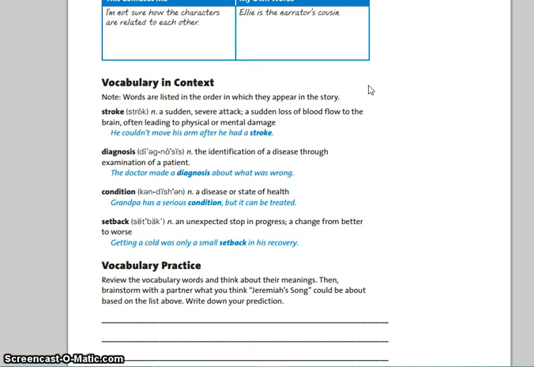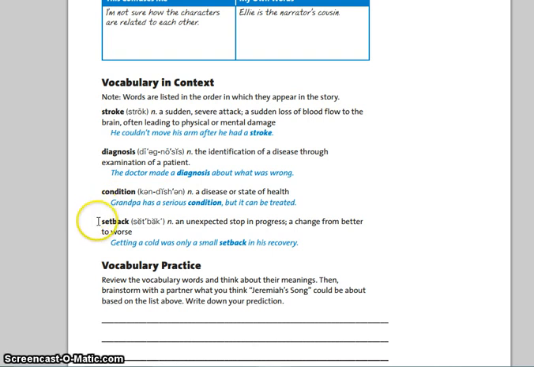The second word is diagnosis, and here's the pronunciation guide so you can see how to pronounce the word. It is a noun, and the definition is the identification of a disease through examination of a patient. And the sentence says, the doctor made a diagnosis about what was wrong. Our third vocabulary word is condition, and you can see here how to pronounce it, condition. It is a noun, and the definition is a disease or state of health. The sentence says this: Grandpa has a serious condition, but it can be treated.